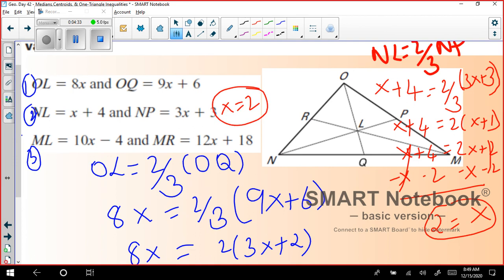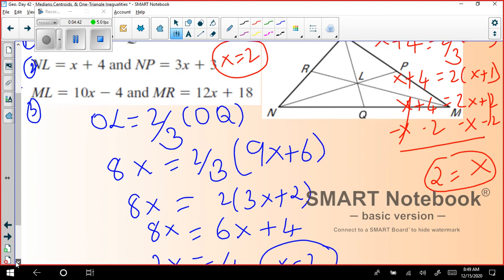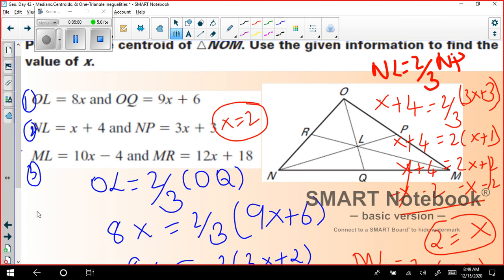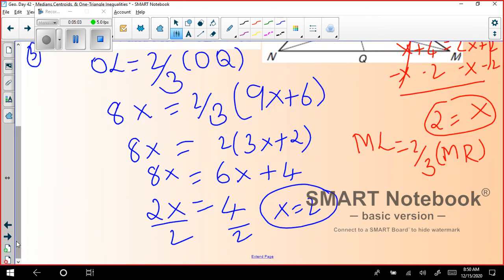Let's see the last one. ML and MR. Once again, it's the same. ML equals 2/3 of MR. We'll use this space. ML equals 2/3 of MR, and the equation that we had was ML was 10x minus 4 and MR was 12x plus 18.